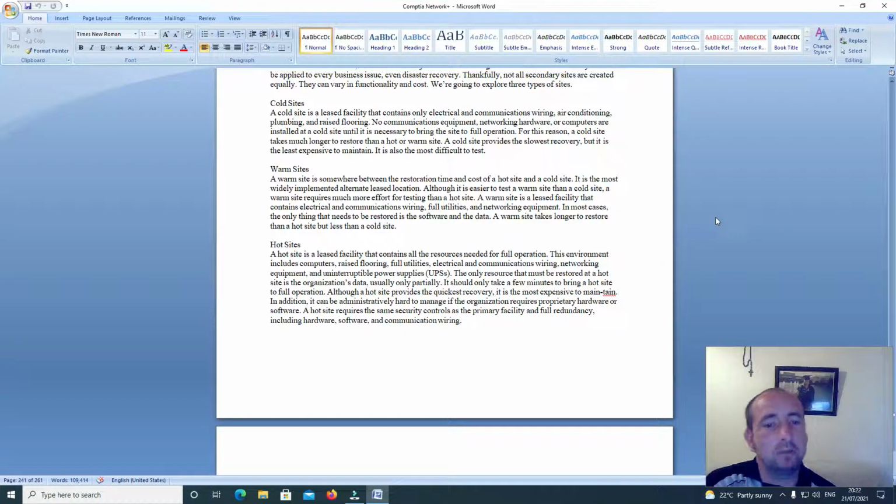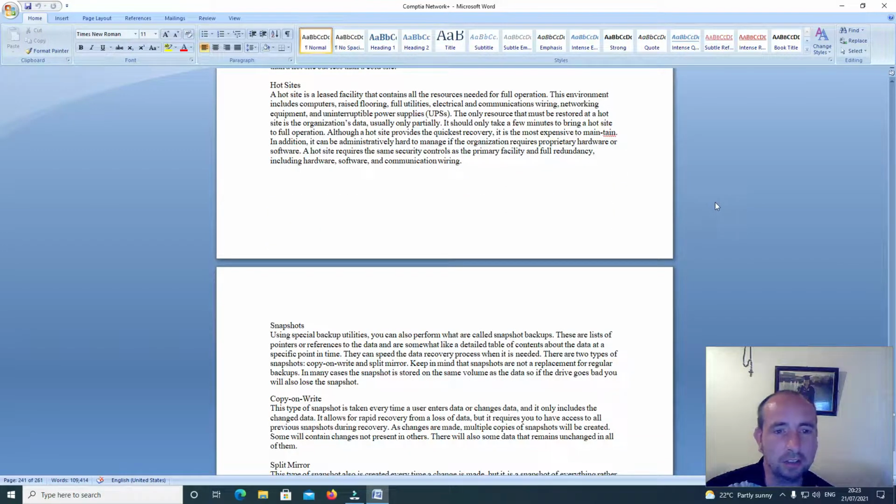Warm sites. A warm site is somewhere between the restoration and cost of a hot site and a cold site. It is the most widely implemented alternate lease location, although it is easier to test a warm site than a cold site. A warm site requires much more effort for testing than a hot site. A warm site is a leased facility that contains electrical and communications wiring, full utilities and networking equipment. In most cases, the only thing that needs to be restored is the software and the data. A warm site takes longer to restore than a hot site, but less than a cold site.